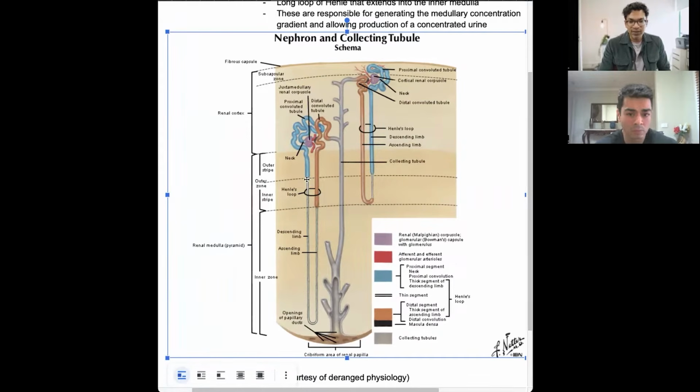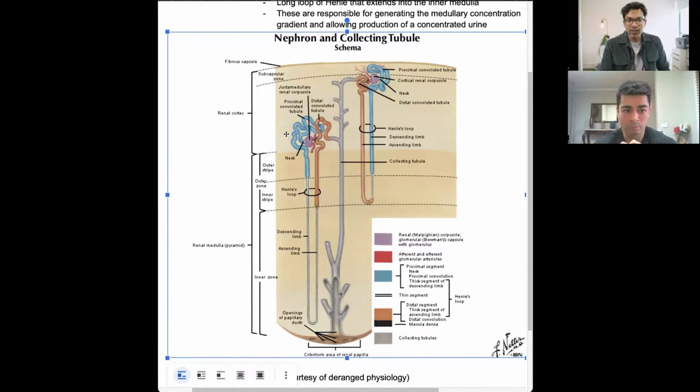So we've got far less of these than, say, some desert animals, and they often quote the desert rat as having extremely long loops of Henle. I imagine they'd have lots of these nephrons as well. So just pause the video, have a look at that. Now, when you're drawing this in your exams, always learn how to draw something really quickly.